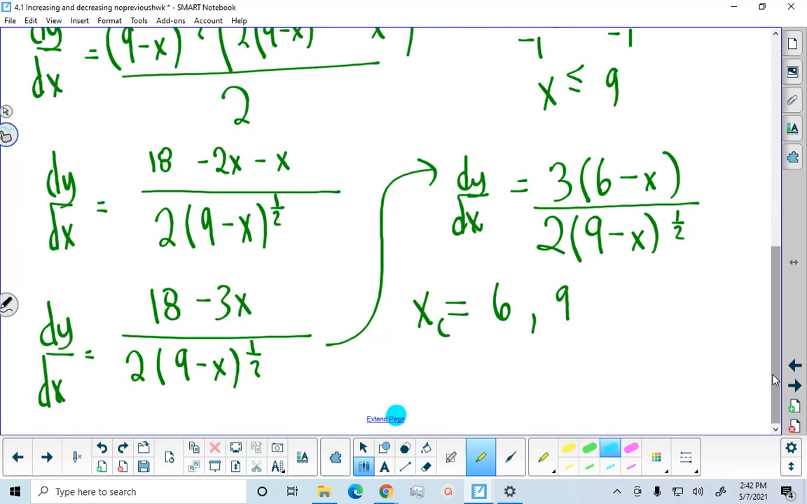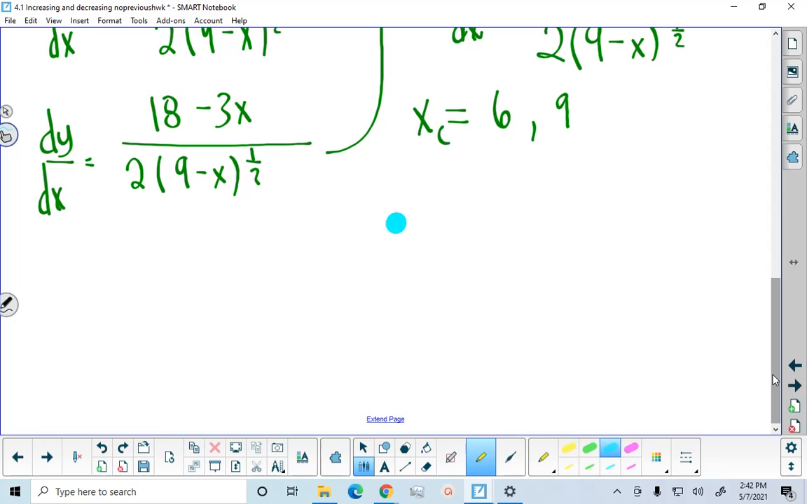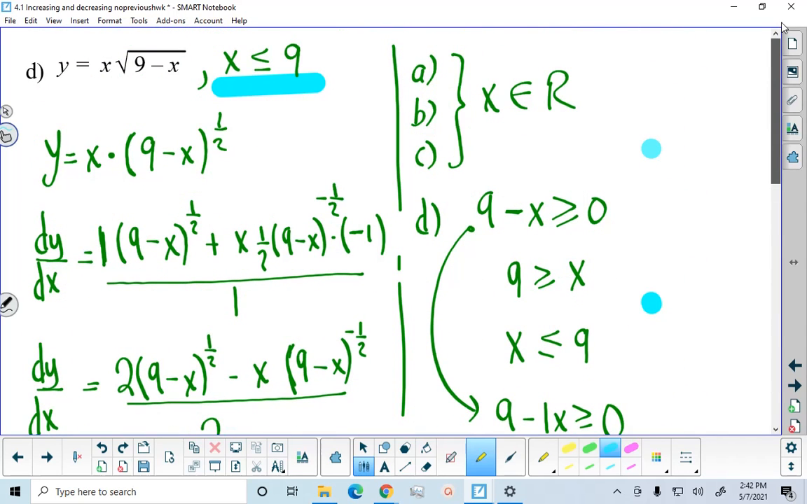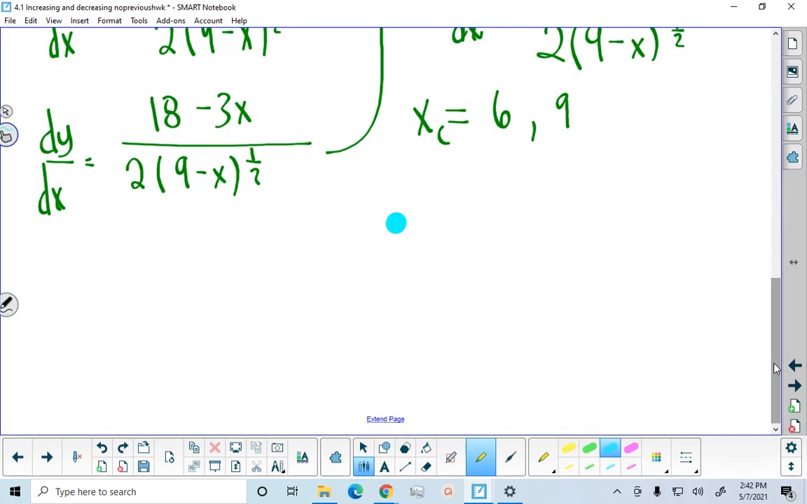Okay, now what you need to do is make your chart. But we don't go from negative infinity to positive infinity. The domain, look again at the top at what I've underlined for the domain on the left, is x is less than or equal to 9. So the domain of this function is everything from negative infinity up to and including 9.